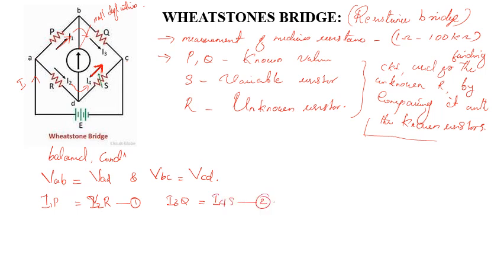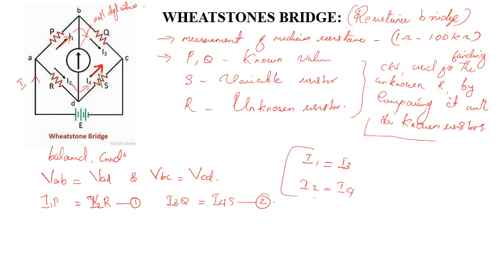So at balanced condition, I1 will be equal to I3 and I2 will be equal to I4. We have to remember this point. At balanced condition, there will be no current flowing through the galvanometer. It will show null deflection. So I1 will flow through the arm Q, that means I1 will be equal to I3. In the same way, I2 will be equal to I4 because of the balanced condition of the bridge.